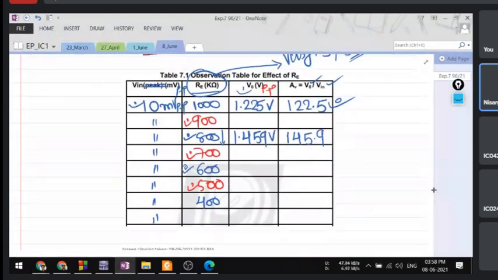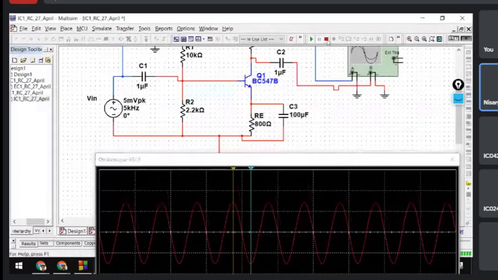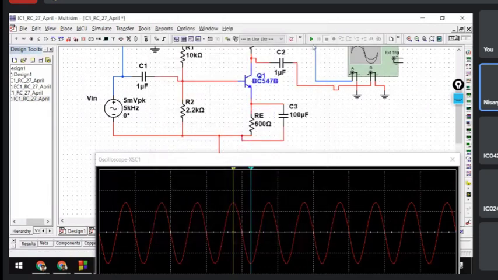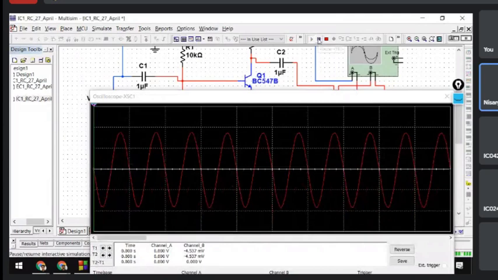Next reading, blue one. Okay, red one you take. Blue one I will take. So 600 ohm, you take it later on. Let me take the next reading. Let us reduce the RE. So pause it. Now you reduce to 600. Okay, I'm running it, and I'm pausing it.